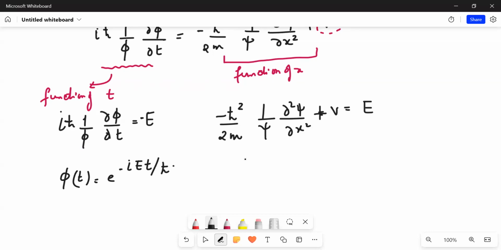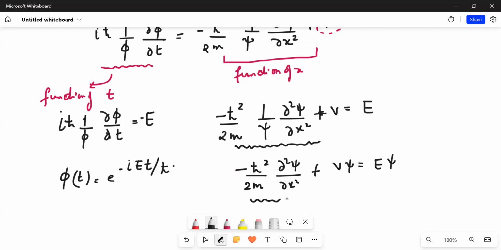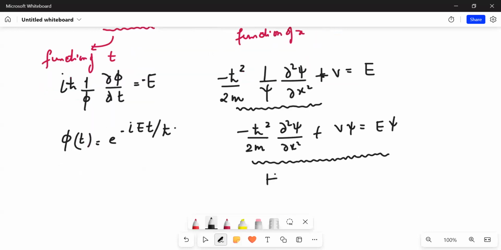Okay, good. And this particular thing here, that is minus h ket square upon twice m, take psi there. So it is del square psi upon del x square plus v psi is equal to e psi. This is referred to as your time independent Schrödinger equation. And it so happens that if you want to write it in operator form, it is h ket psi is equal to e psi.